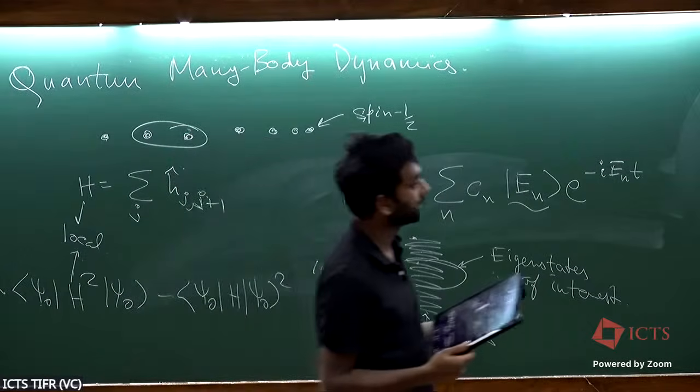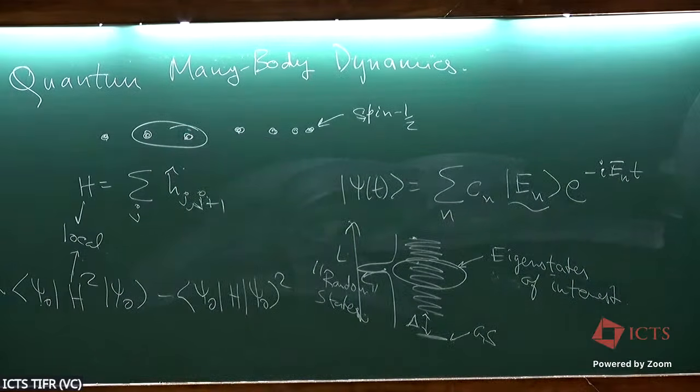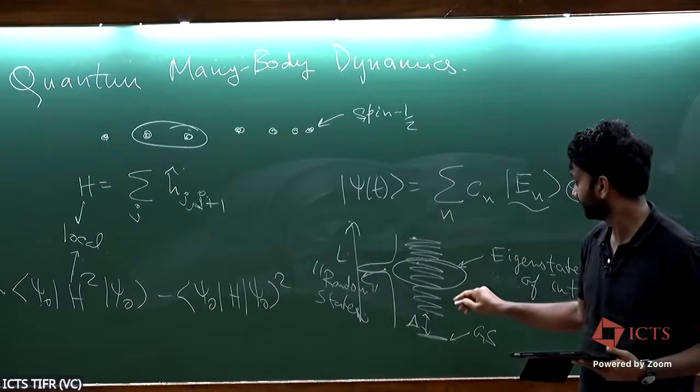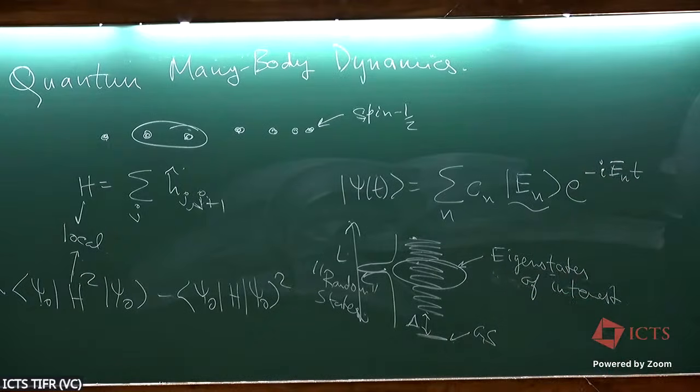Yeah, I mean, no, En is the eigenstate. I'm saying that the eigenstates of the Hamiltonian itself are kind of random states in the Hilbert space. They obey this equation.